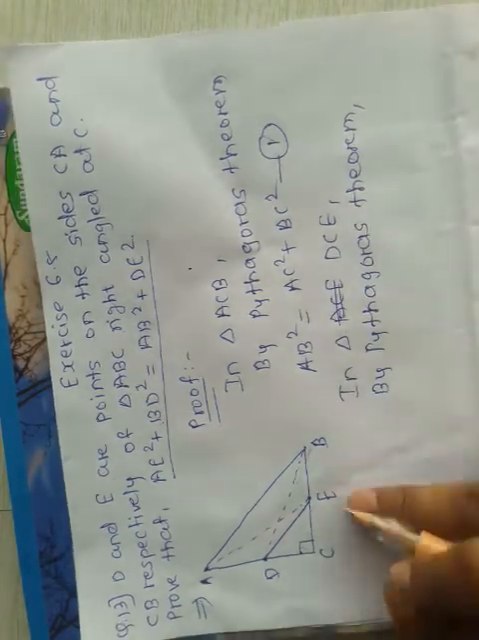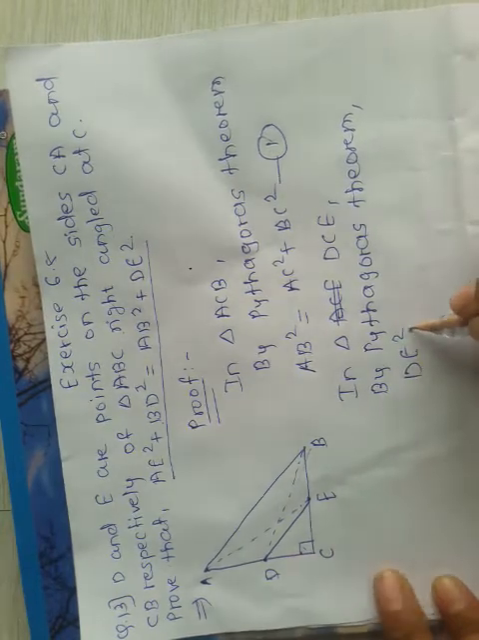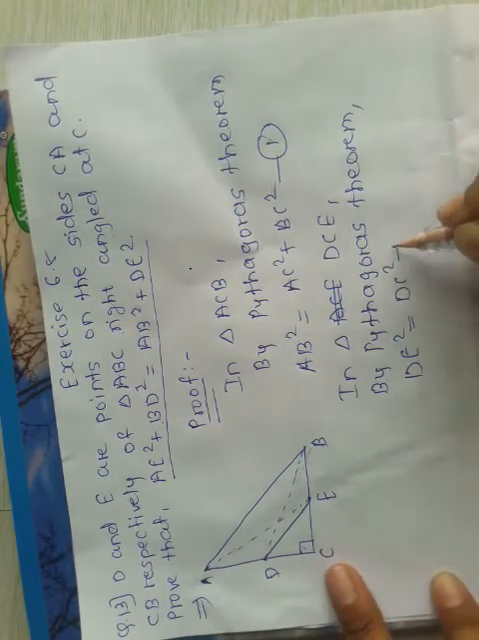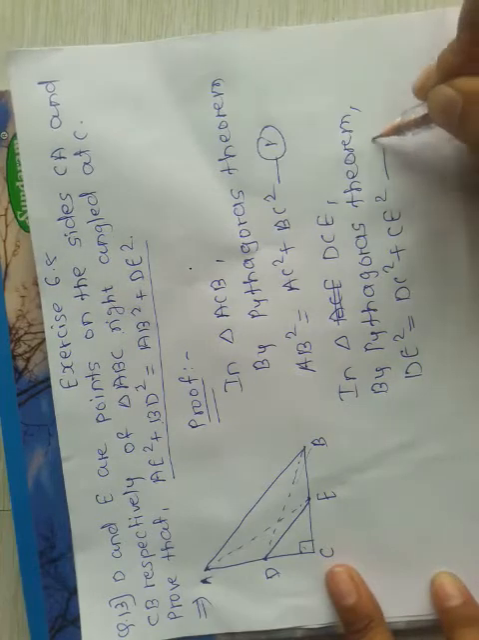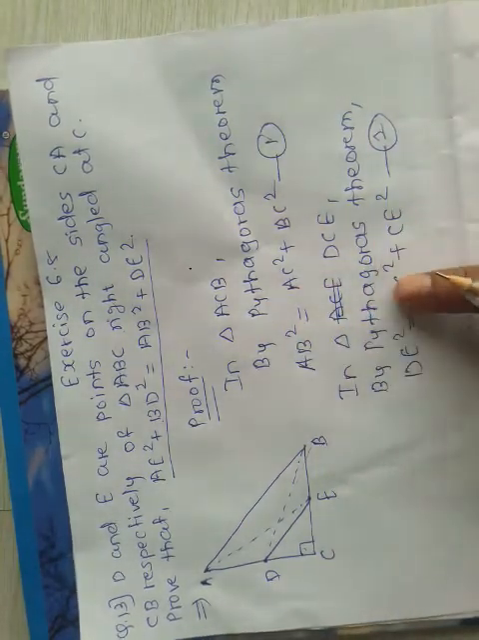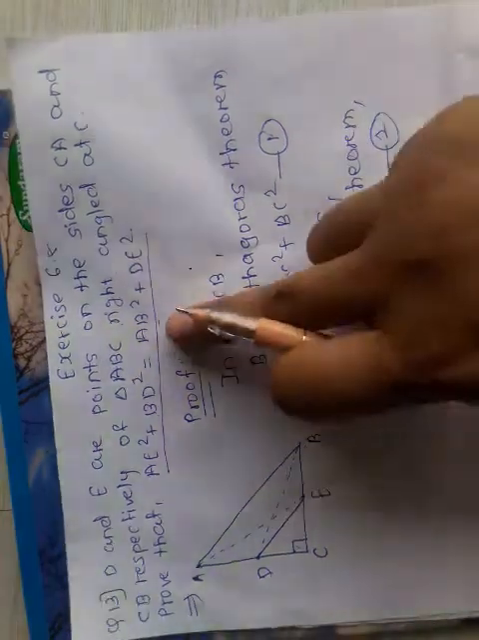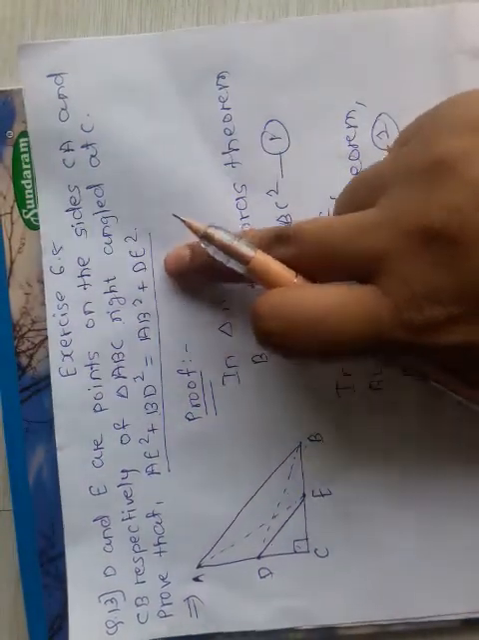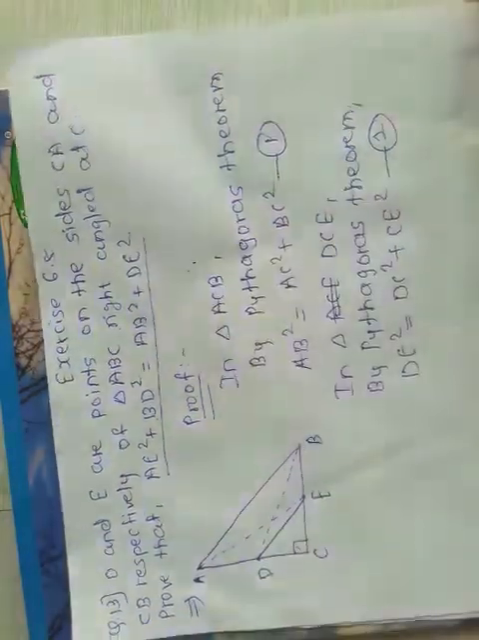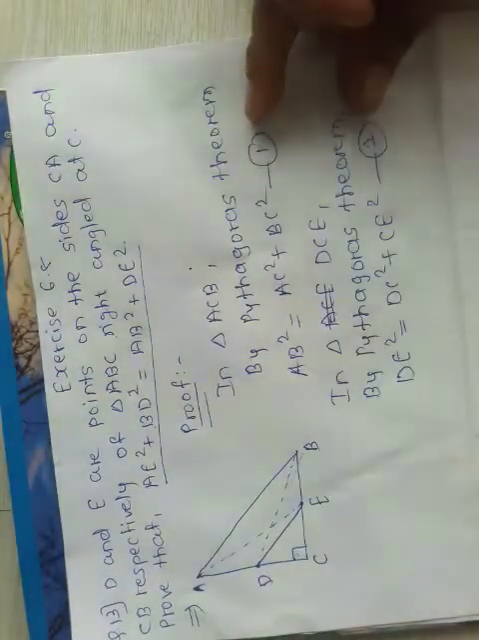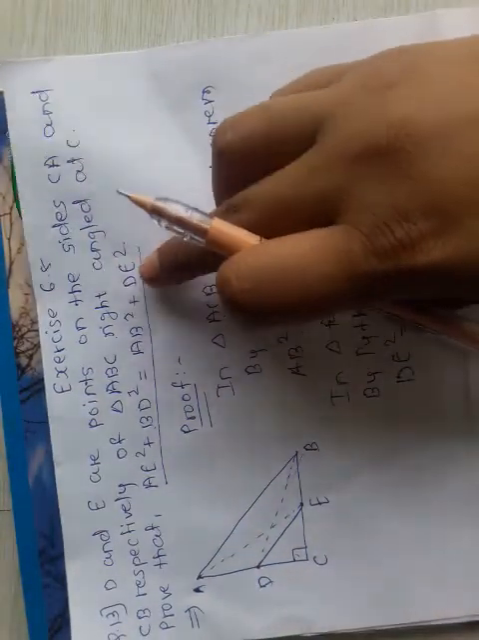Hypotenuse square means DE square is equal to DC square plus CE square. This is our equation number 2. From triangle ACB we get AB square and from triangle DCE we get DE square. Again we have to find the addition of both, which means we have to add equations 1 and 2, because we need AB square plus DE square.